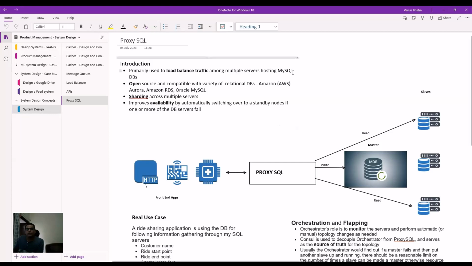Essentially, Proxy SQL is used to load balance traffic among your multiple servers hosting the MySQL databases, right? It's open source and it is compatible with a variety of relational databases, for example Amazon AWS Aurora, Amazon Relational Database Service (RDS), and Oracle MySQL, right? It allows for sharding across multiple servers.